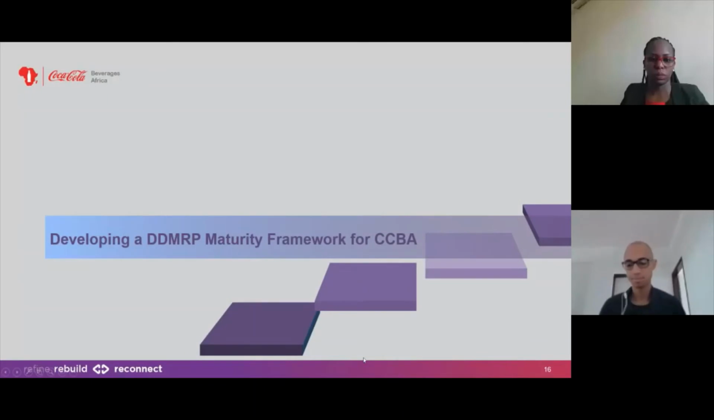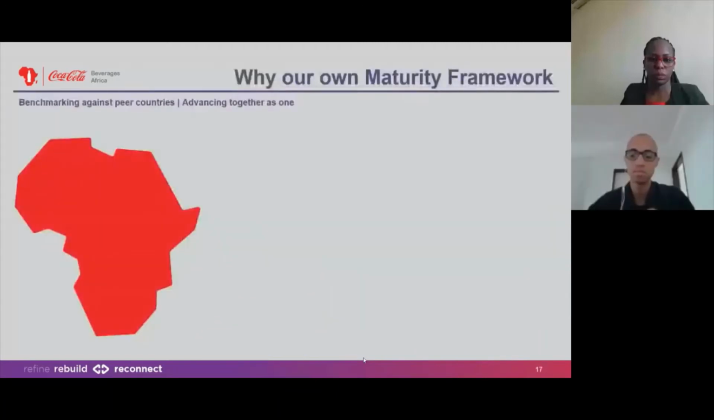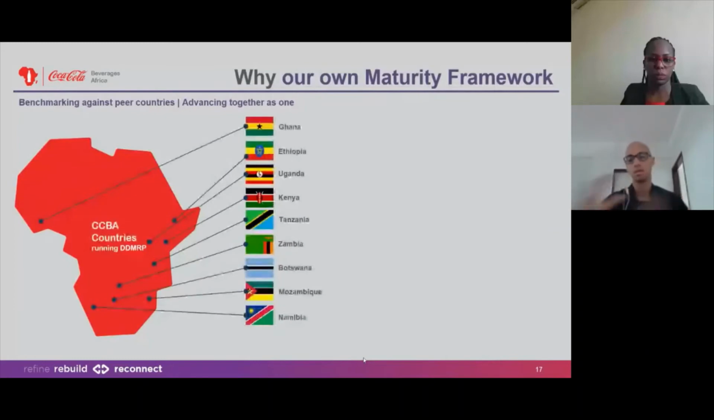So this is the next step for us. We've had all these implementations in the country, and they all started at different times, so obviously every country is sitting in a different place right now. The question for us is really what happens next? I work personally in Mozambique, but the work that I'm presenting is the work that we're doing on behalf of the whole of CCBA, and it's also impacting all of the implementations.